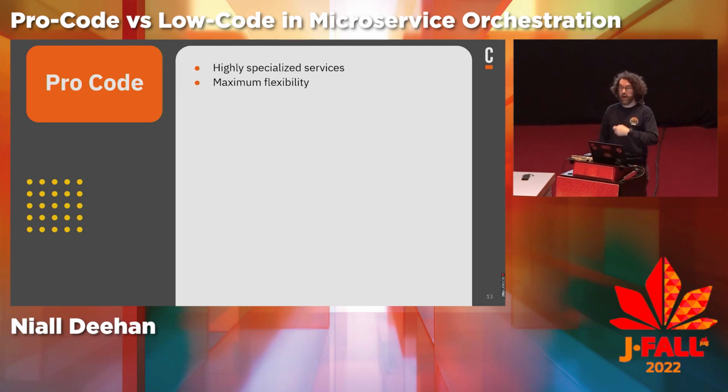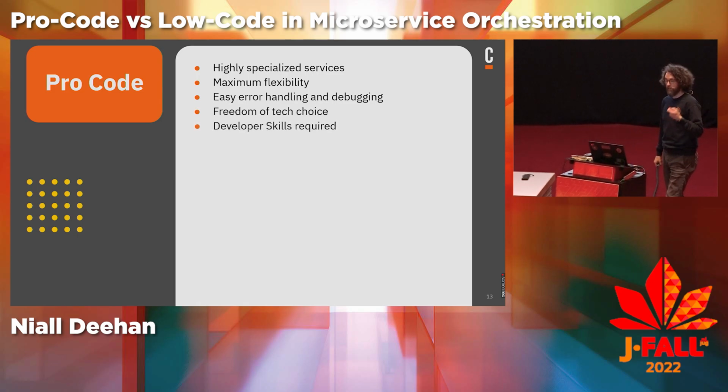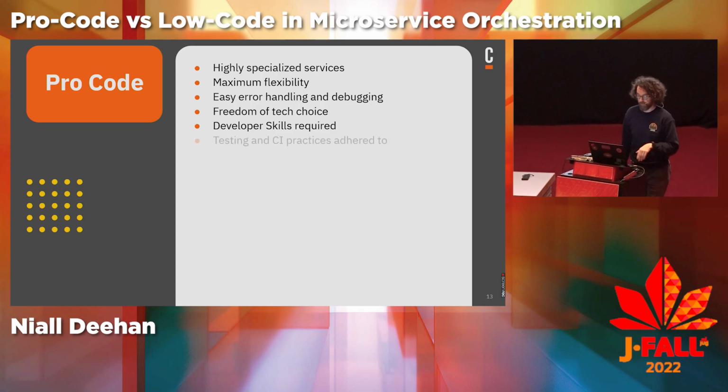You want maximum flexibility. I used my own IDE. I used the language I chose. I could have used NetBeans and Go, for instance, if NetBeans works with Go, I'm not sure. And easy error handling and debugging, because I can look at my stack trace very easily, and I can deal with it, and I can really fix it. And as a developer, you need to expect that. You also have the freedom of tech choice, which I mentioned, and also one of the things that's both a good thing and a bad thing is developer skills are required for this kind of approach because everything about the pro code approach is expecting this to be in front of developers.